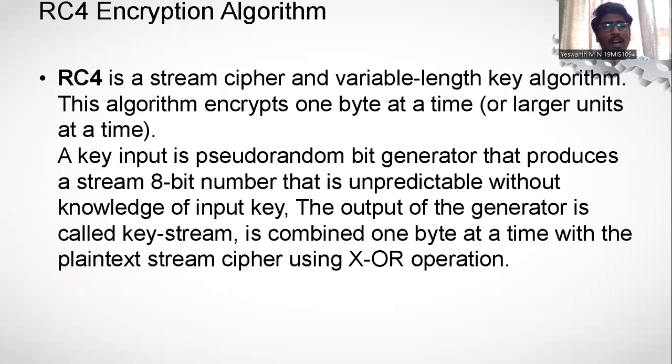RC4 encryption algorithm. RC4 is a stream cipher and variable length key algorithm. This algorithm encrypts 1 byte at one time. The key input is a pseudo random bit generator that produces a stream of 8-bit numbers that is unpredictable without knowledge of the input key. The output of the generator is called the key stream. It is combined 1 byte at a time with the plain text stream using the XOR operation.